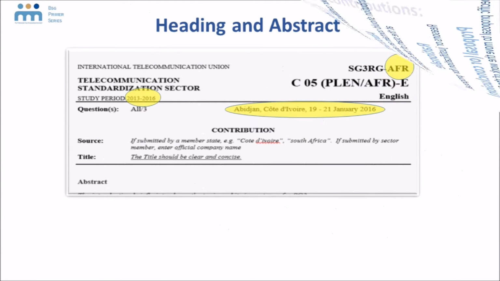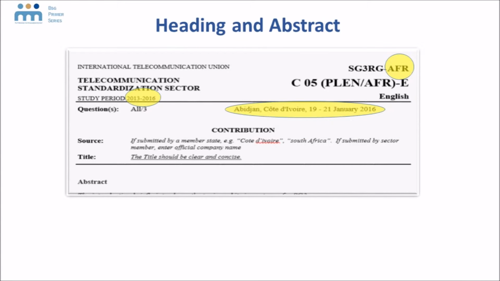Let's look at it visually. Here's an example of a contribution to a regional group for Africa. You'll see at the top left the study period, the top right the meeting and the number of that particular contribution, and under that the location of the meeting. Much of this will already be done by the TSB Secretariat. It will be provided in the template.